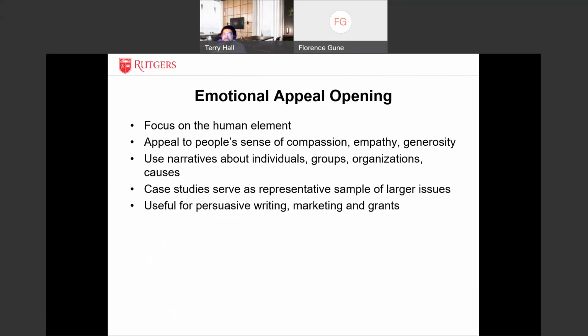Emotional appeals are also a rather strong way to open a particular public administration document. Typically, we focus on the human element to appeal to people's sense of compassion, empathy, or generosity. We use narratives about individuals, groups, and organizations to focus on different causes they might support. Further, case studies can serve as a representative sample of larger issues. And so emotional appeals can be useful for persuasive writing.